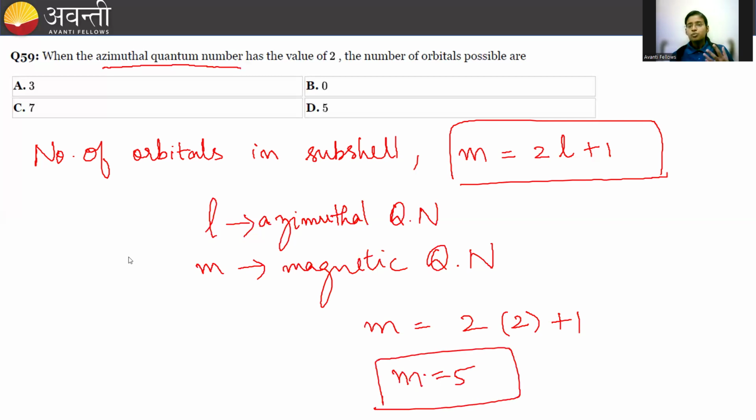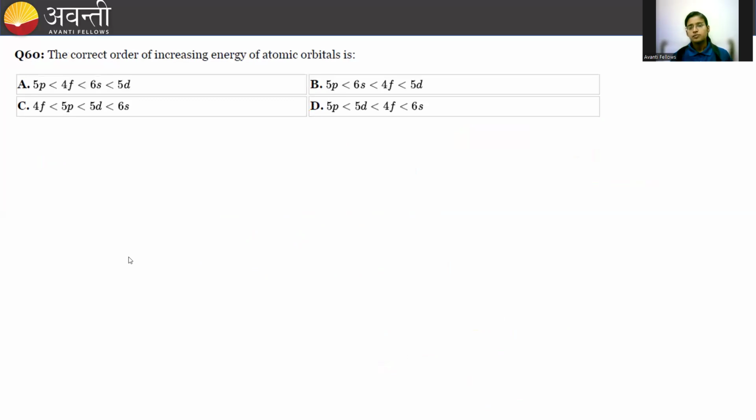So the number of possible orbitals can be calculated by using the total values of m, and that is coming out to be 5 by using the formula 2l plus 1. So option D is the correct answer for this question. Now moving on to question number 60.